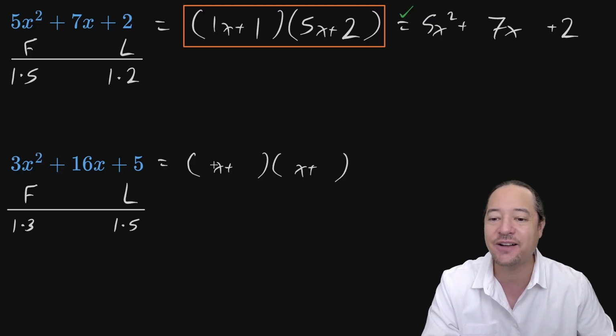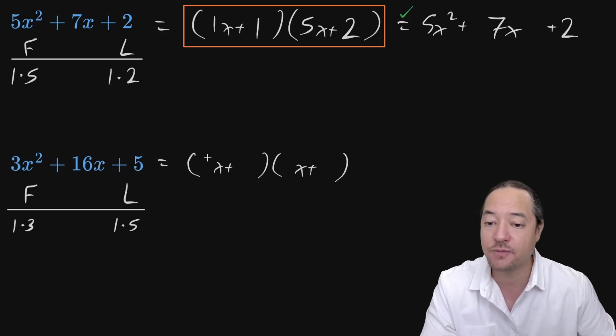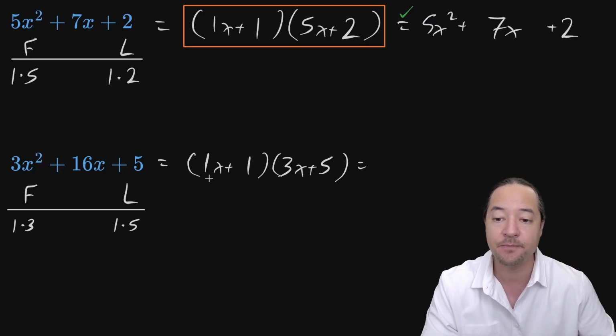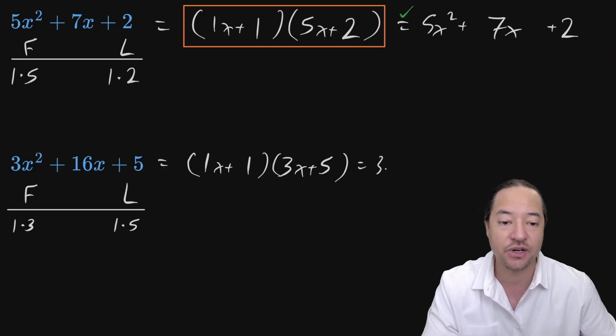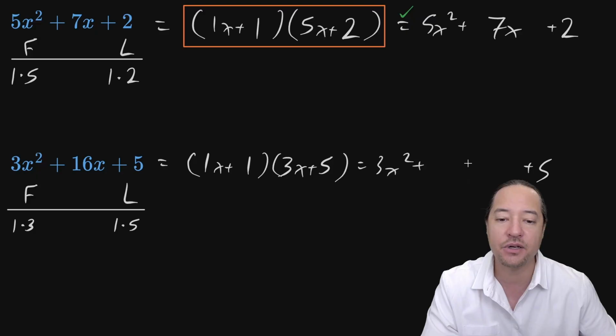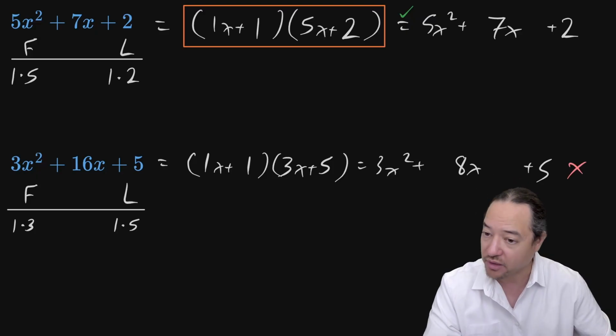Okay, let's try it out. So the first terms are 1 and 3, and the last terms are 1 and 5. Okay, let's FOIL it together. Of course, x times 3x will give us our 3x squared. And at the end here, our 1 times 5 will give us a 5. So far, so good. Now, what about the middle? Well, outer plus inner, we're going to get a 5x plus a 3x, and altogether that gives us an 8x. And look at that. This does not work, okay?